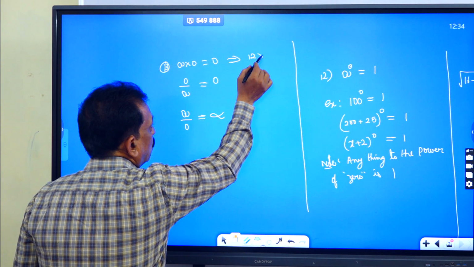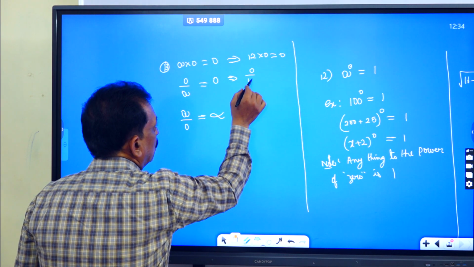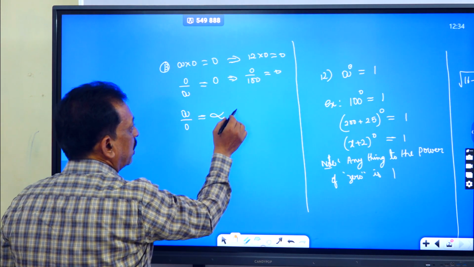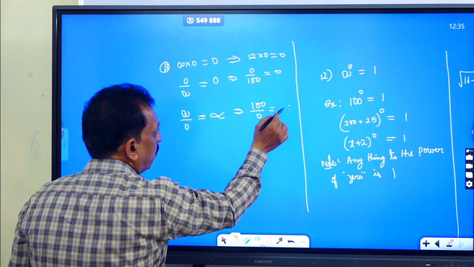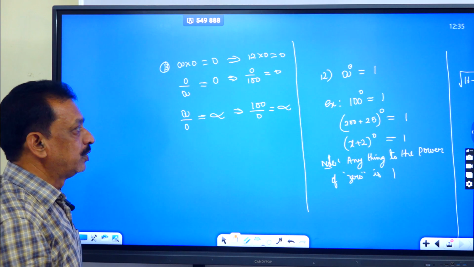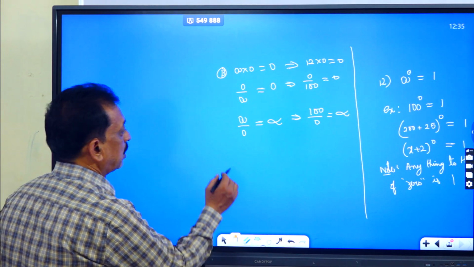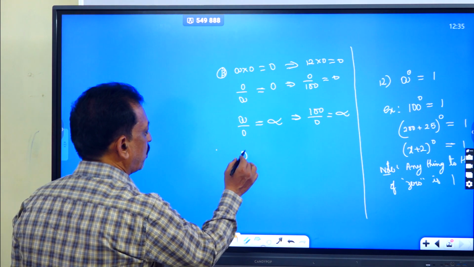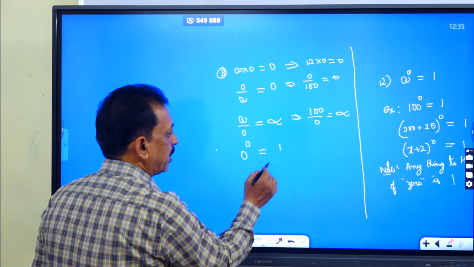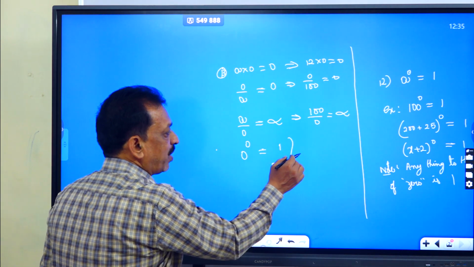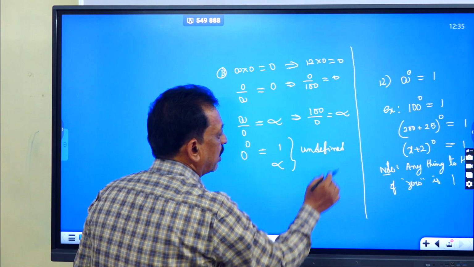So I am writing examples also. 12 into 0 is equal to 0. Or another example, 0 by 100 is equal to 0. Or here I am writing an example, 100 by 0 is equal to infinity or not defined. These are not defined. Now next, in here also, 0 to the power of 0. As per this, anything to the power of 0 is 1, you can write, or infinity. This is called undefined. You can write undefined.